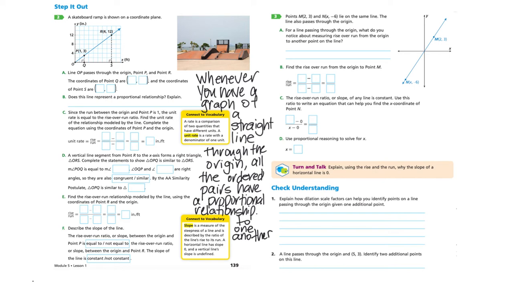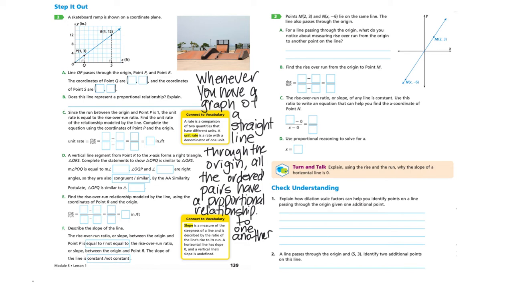Explain. So I wrote this here for you because it may not be something that you've learned if you did a different curriculum last year. Whenever you have a graph of a straight line through the origin, all the ordered pairs have a proportional relationship to one another. So this line, because it passes through the origin and it's a straight line, it does represent a proportional relationship. So they want you to explain that.